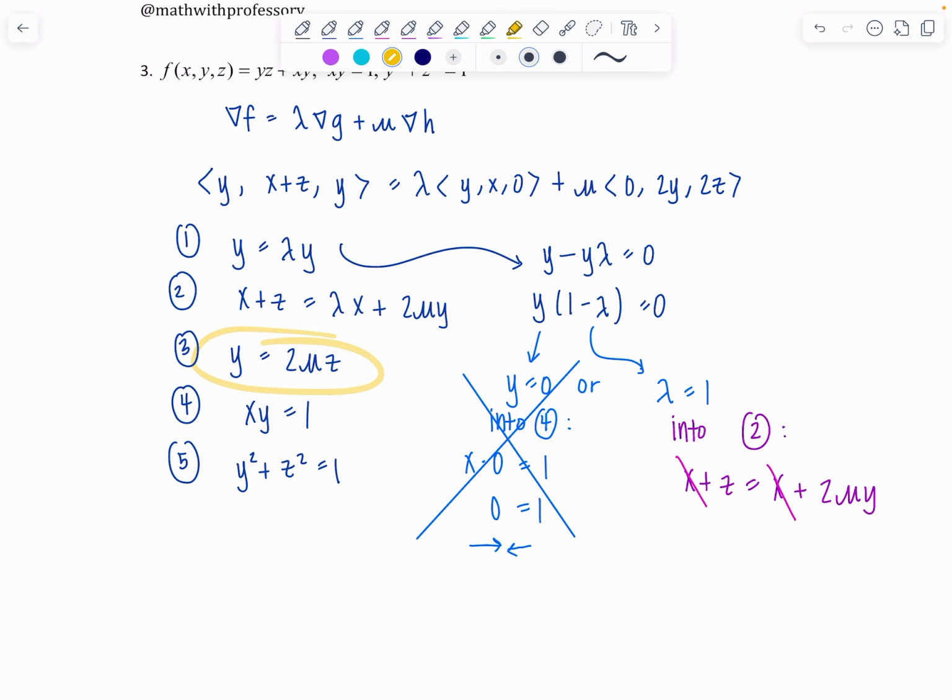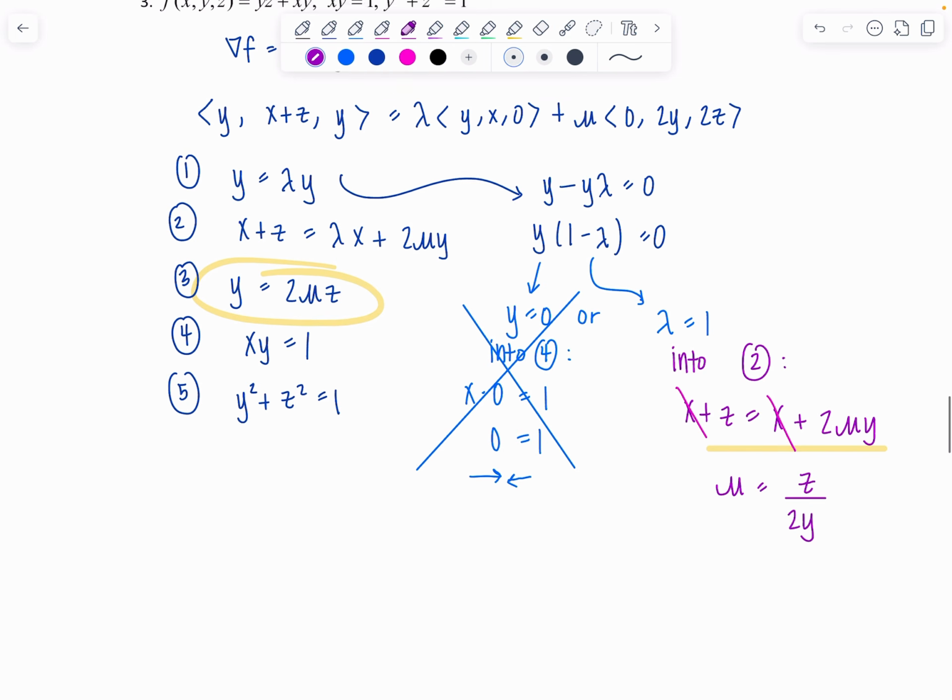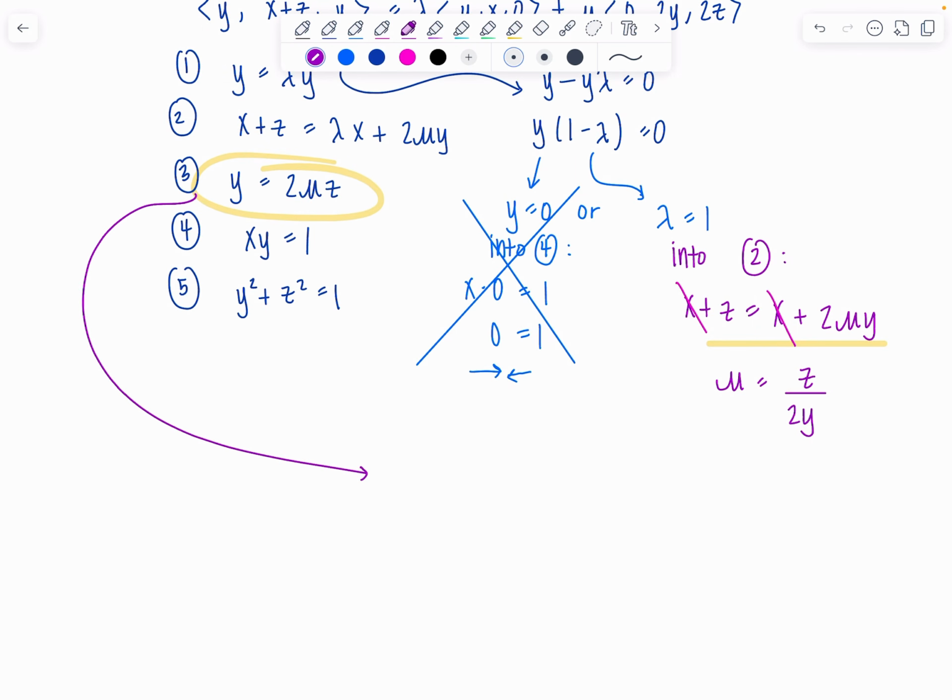So let me solve for mu in what I have here and in equation 3, and I can set them equal to each other. Meaning, I'm going to say mu is equal to z divided by 2y. And then from 3, mu is equal to y over 2z. So then I could set both these quantities equal to each other. Y over 2z equals z over 2y.